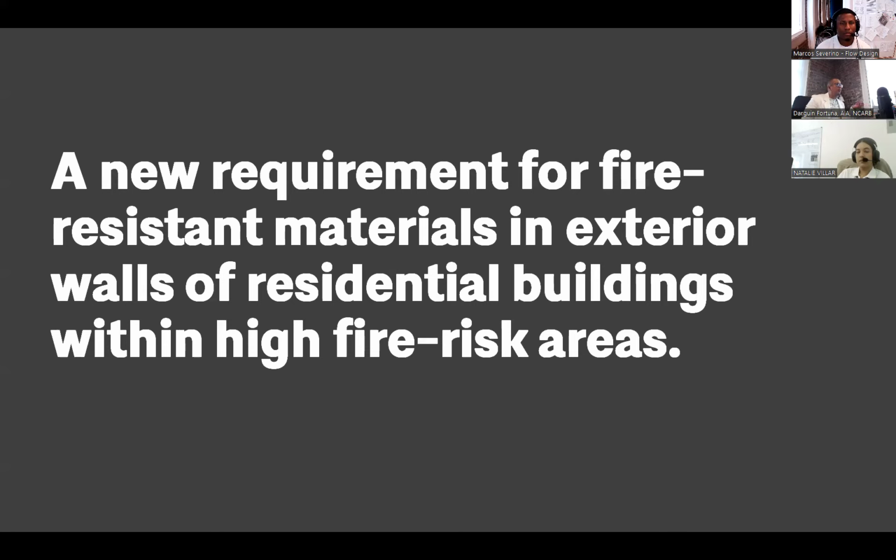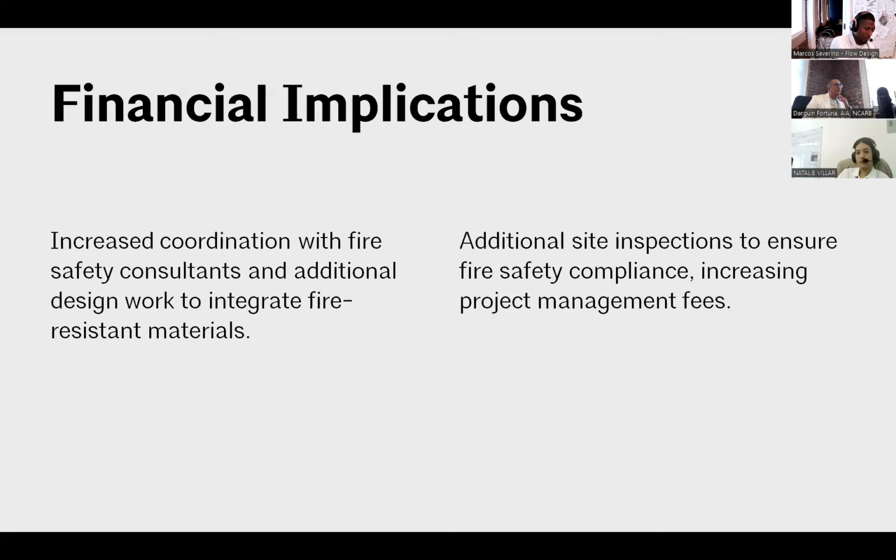A quick example: a new requirement for fire-resistant materials in exterior walls of residential buildings within high fire risk areas. So there are areas where fires are more common, either for environmental conditions or for the location. So they're making those exterior walls be fire rated. Financial implications: increased coordination with fire safety consultants, building code consultants, code analysis consultants, and additional design work to integrate fire-resistant materials. We have to understand what those materials are. How do we show them in our assemblies? How do we draw them? Additional site inspections to ensure fire safety compliance are increasing project management fees.